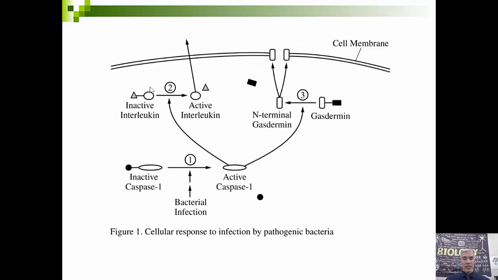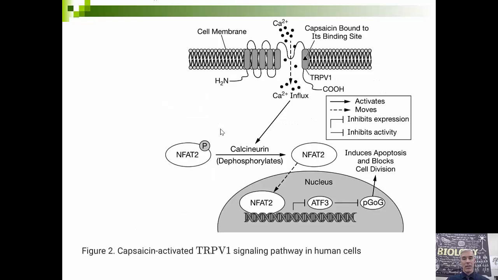Here's another one. Here's showing you, a bacterial infection triggers an active caspase, which then goes and activates this interleukin, and then this one triggers gasdermin to turn into N-terminal gasdermin, which will then bind to the cell and cause the cell to destroy itself. So this is actually an example of the way that the cell destroys itself if it feels like it's been infected with a bacteria internally that it's now gone haywire. And so it prevents that bacteria from really functioning. It basically kills itself and the bacteria together. Okay, so just another example of these types of things.